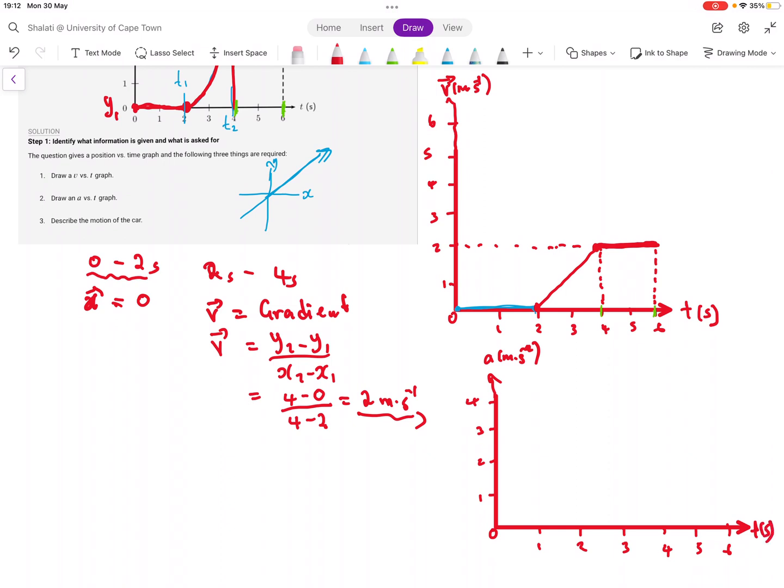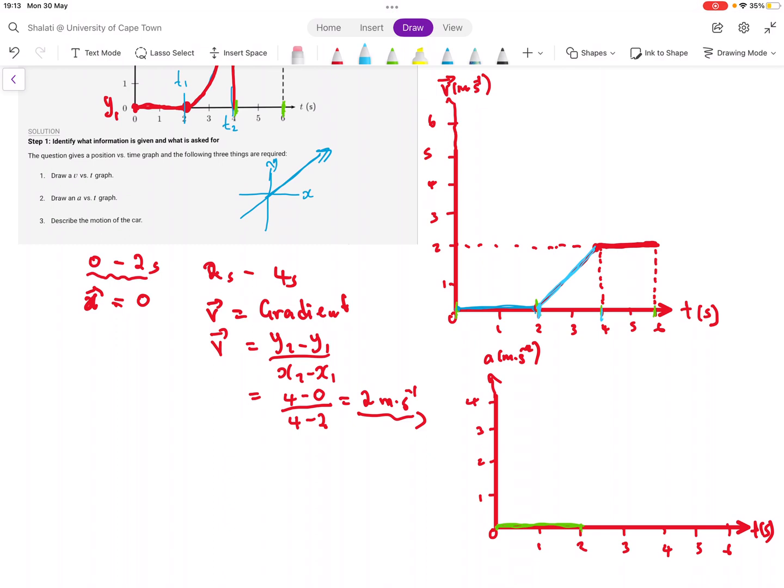Okay, let's check. Again, we must divide the graph into subsections, from 0 to 2 seconds. So from 0 to 2 seconds, what is happening to that graph? Velocity is 0. And in order to find acceleration, we must just calculate the gradient. So if velocity is 0, it means acceleration is also 0. So at this point, acceleration is also 0. Then from 2 seconds to 4 seconds, our velocity is increasing. It's a straight line. But is the slope changing? No. Now we are having constant acceleration.